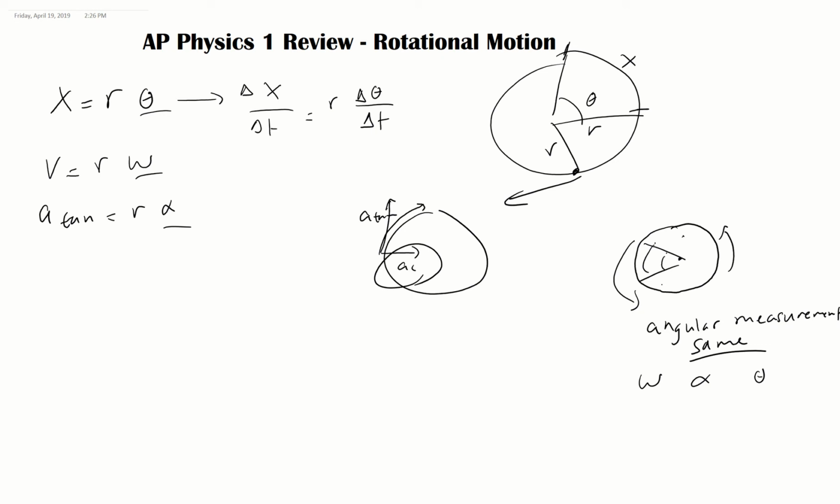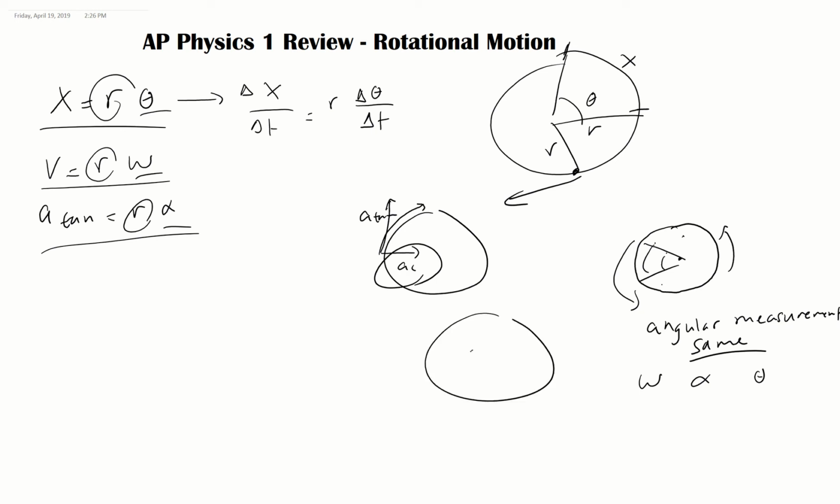However, the linear or the tangential measurements, as we can see based on these three relationships over here, if they have the same theta, the same omega, the same alpha, then their distance, their linear velocity, their tangential acceleration will all depend on how far away they are from the center of the circle. That also makes sense, right? If I've got a circle here, this point is only needing to make a circumference of that far in one revolution, whereas if I chose a point towards the outer edge of the disk, it needs to make a much larger circumference in the exact same amount of time.